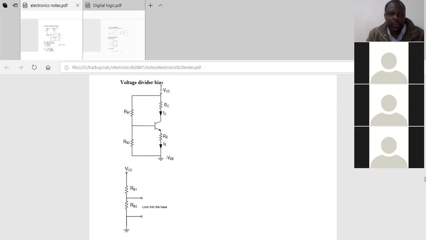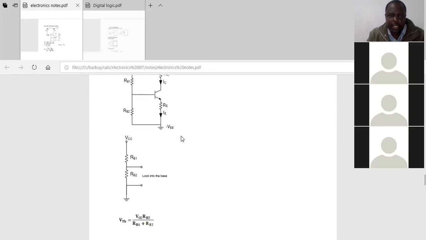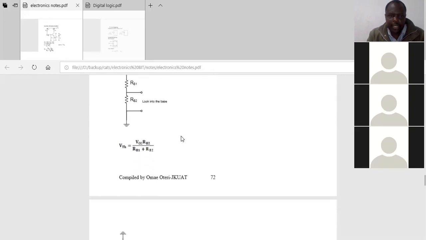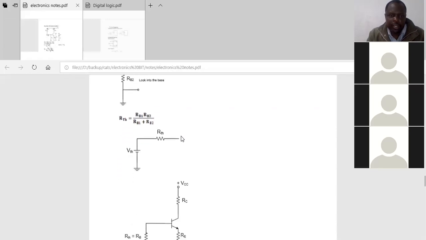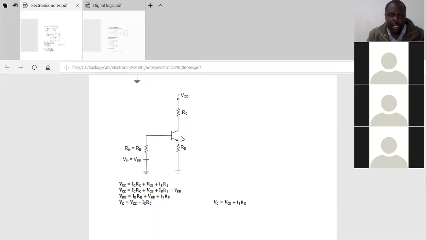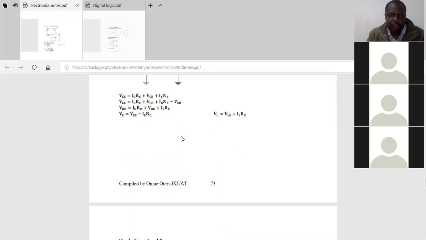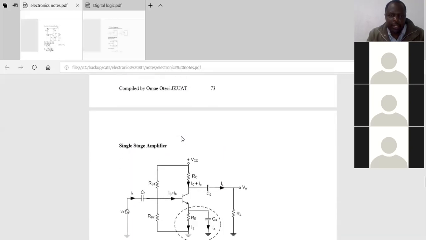The other equation you can have is the one which runs all the way down, which we call the collector emitter equation. And it says that VCC is equal to ICRC plus VCE plus IERE. That's what you usually have. And those are the equations I've been giving you. So let's not use the Thevenin's model. We use the approximation model.